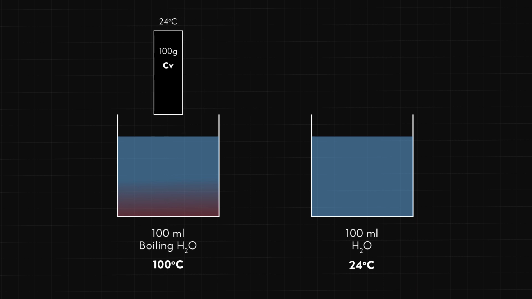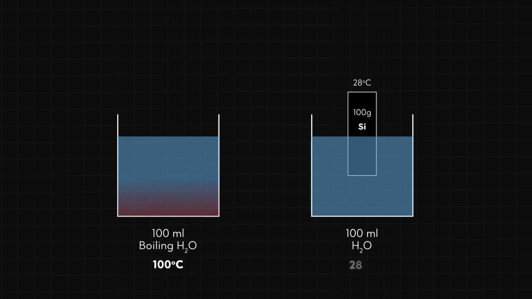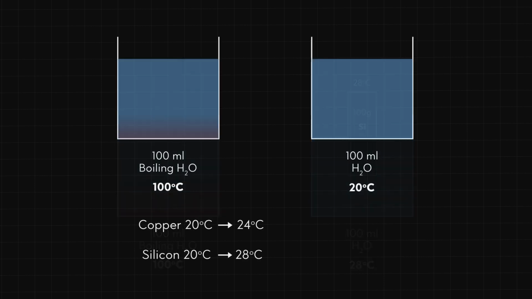If I replace the copper bar with, for example, a silicon bar, the water is heated by about 8 degrees. Silicon transfers twice as much energy as the copper. This is because the heat capacity of silicon is about twice that of the copper. It takes twice as much energy to heat the silicon bar as it does to heat the copper bar. And when cooling, the silicon bar releases twice as much heat as the copper bar.